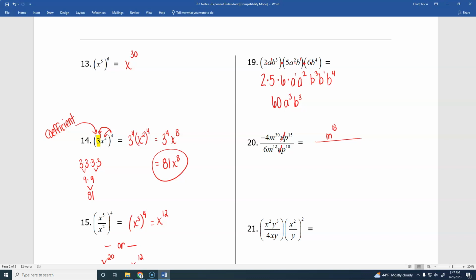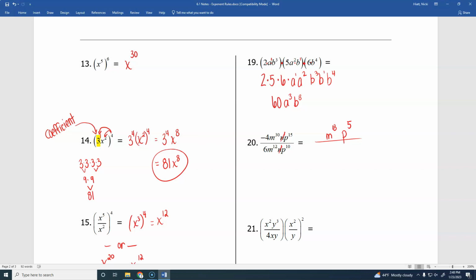Okay? P to the 15th, P to the 10th. I'm going to subtract those. I'll get 5. Anya, should I put that on the top or the bottom? Top. So P to the 5th, because there's more P's on top, right? So the leftovers are going to end up on top. All right, so that deals with our variables. I kind of just ignored the negative 4/6.